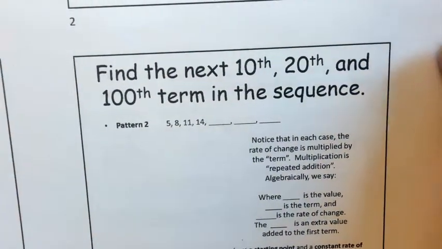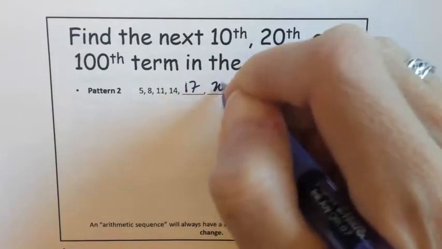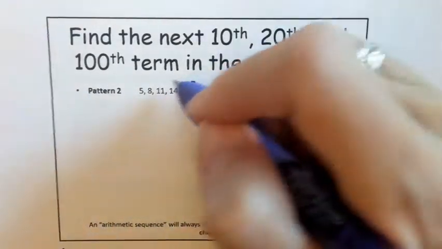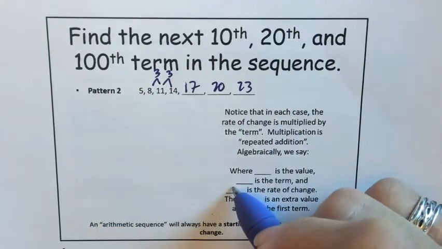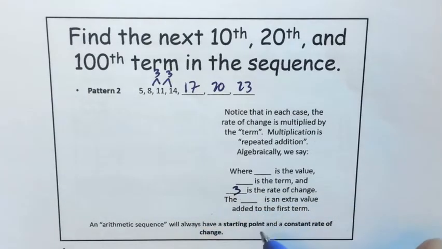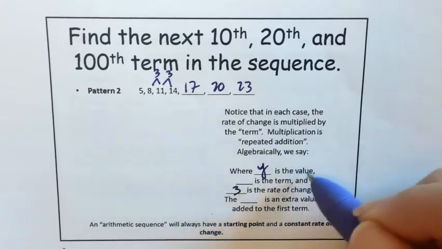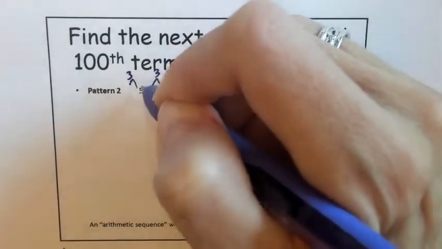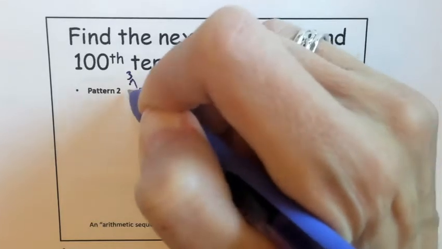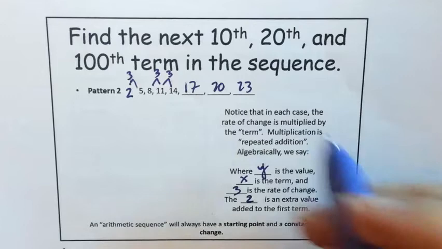If I take the pattern 5, 8, 11, 14, remember we already found it was 17, 20, 23. So the rate of change is 3 because that's the constant rate of change that's happening between each term. So that's 3. The y is the value of the term, x is the term, 3 is the rate of change, and if I go backwards a rate of change, where would I originate from? I would originate at 2. So 2 is the extra value needed to make the first term.